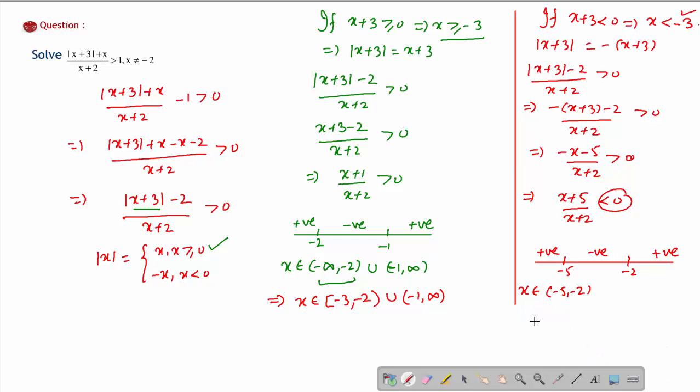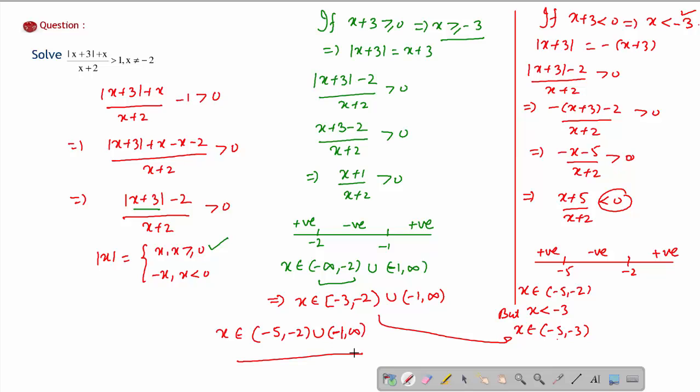But x is given to be less than minus 3, so we have the solution as x belongs to minus 5 to minus 3. Now if we combine these two results, the final result comes out to be x belongs to minus 5 to minus 3, then minus 3 to minus 2. That means minus 5 to minus 2 union minus 1 to infinity. So this is the solution of the given inequality.